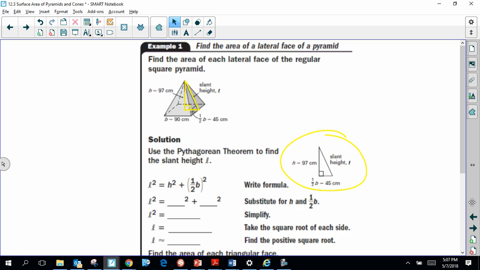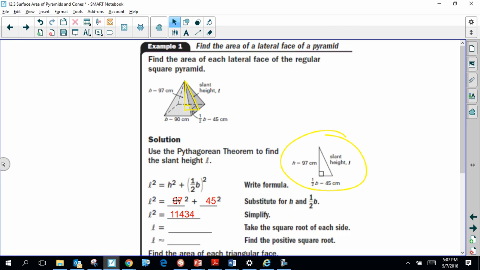Here we're looking at the height of the pyramid, or the longer leg of the triangle that we see here, is 97. The shorter leg of the right triangle is 45. So we're going to just substitute those into the Pythagorean theorem and simplify them and see what we get.